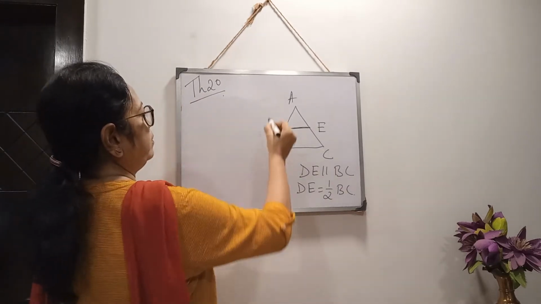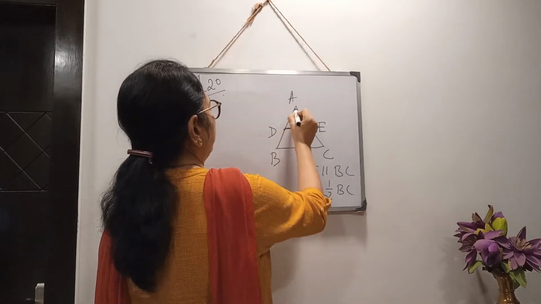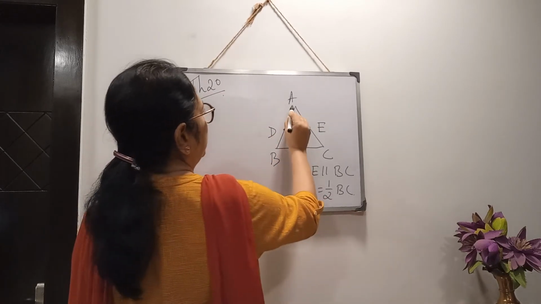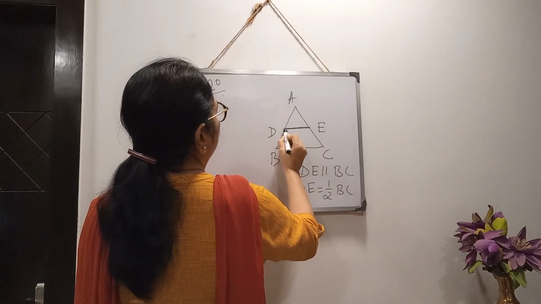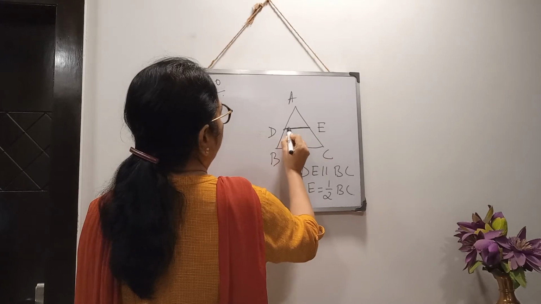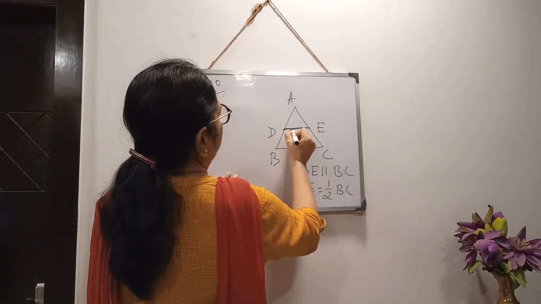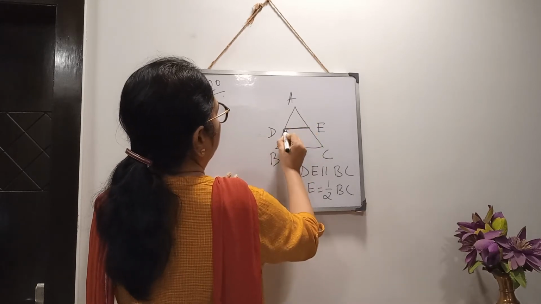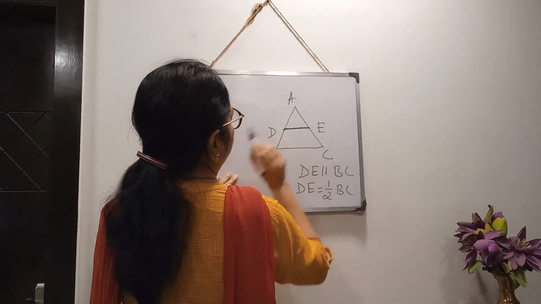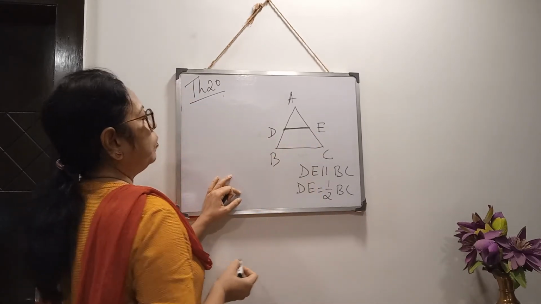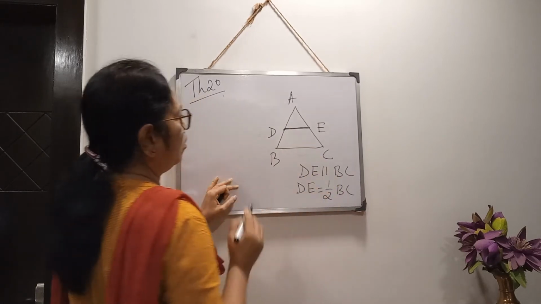So what is given? Your given part is ABC is a triangle. The midpoint of AB is D and the midpoint of AC is E. We have joined the midpoints D and E by this line segment, so DE is the line segment joining the midpoints of two sides. Clear? Now what to prove? We have to prove that this is parallel to this and this is half of this.